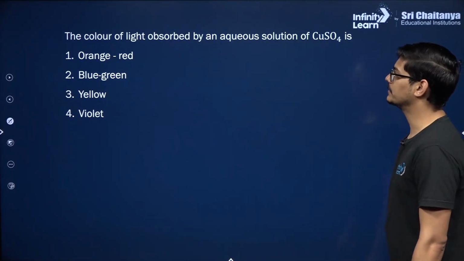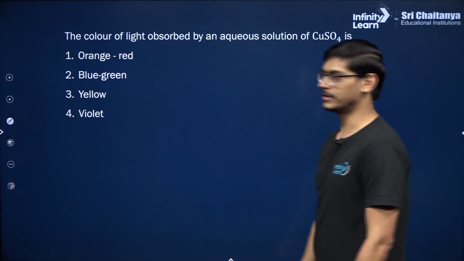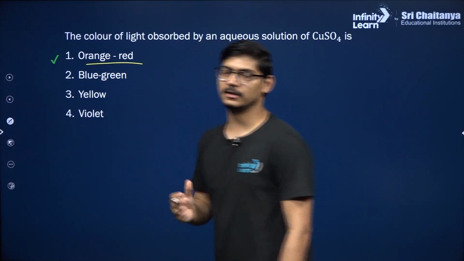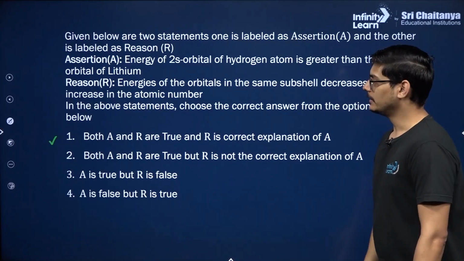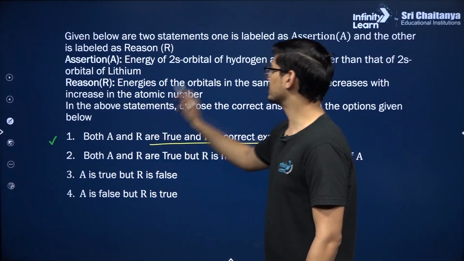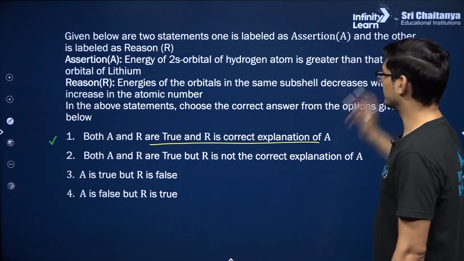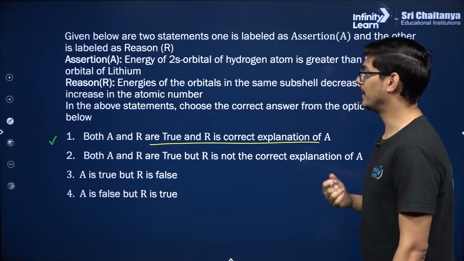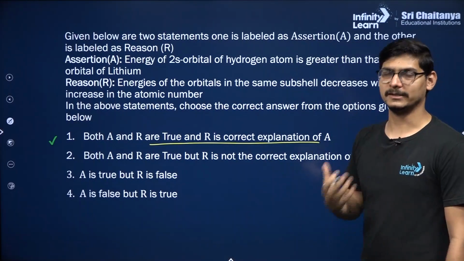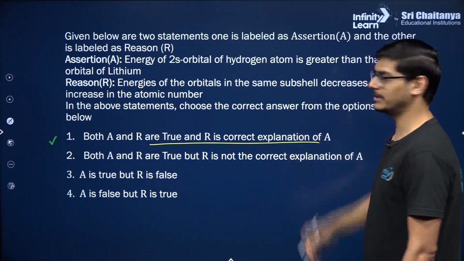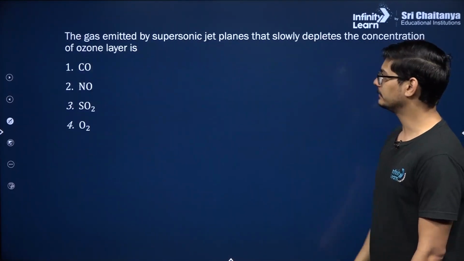The color of light absorbed by an aqueous solution of copper sulfate is orange red because absorbed and emitted colors are complementary to each other. So blue and orange red are complementary. Here the correct answer is this, because the 2s orbital energy of hydrogen atom is greater than that of the 2s orbital of lithium. True. Why is this true? Because as the atomic number increases, the nuclear attractive force increases and the energy of the electron decreases, right? So that is the correct answer.